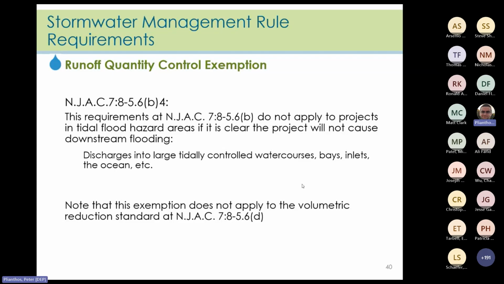There is an exemption from the requirements at NJAC 7:8 5.6b. If stormwater runoff from a project discharges within a tidal flood hazard area, and it's clear that the increased volume of stormwater runoff will not lead to downstream flooding, then the site would be exempt from the runoff quantity control requirements of NJAC 7:8 5.6b. But it must be demonstrated that no downstream flooding would occur.